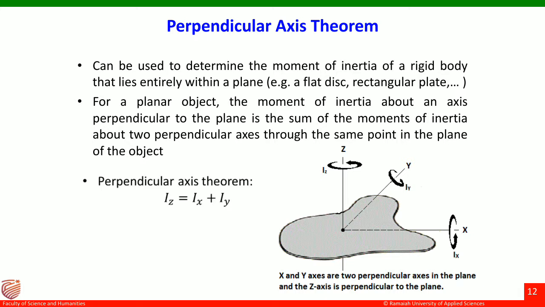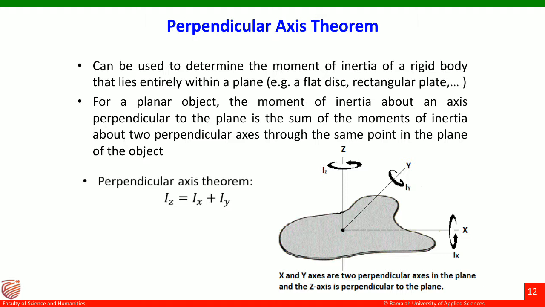Now we'll go to the perpendicular axis theorem. Why do we worry about the perpendicular axis theorem? Because it is used to determine the moment of inertia of a rigid body that lies entirely within a plane. Therefore, whenever we define the perpendicular axis theorem, we should always remember that we are talking about a flat disk, a rectangular plate, or a circular disk.